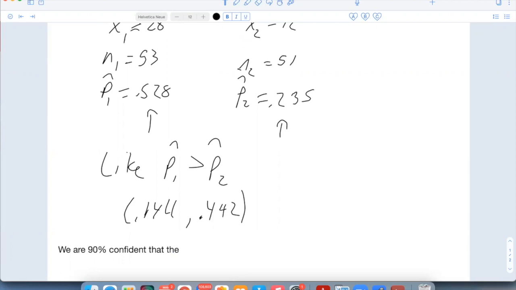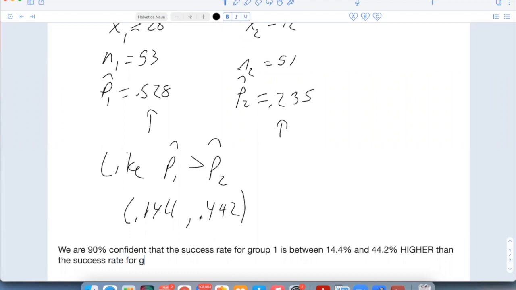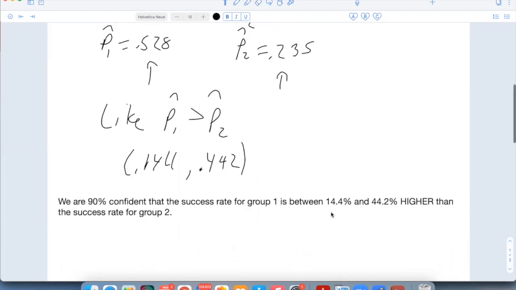So I could say it like this: the sample success rate for group 1 is between, I'm going to turn these into percentages, 14.4% and 44.2% higher than the success rate for group 2. That's always the case, always. Every single time you're finding how much higher group 1 is than group 2.